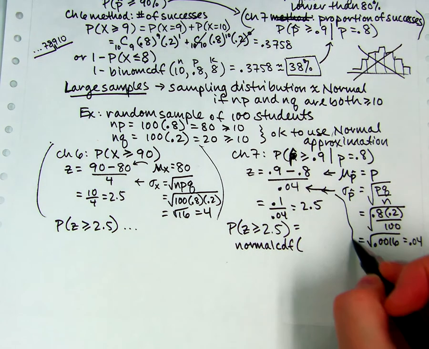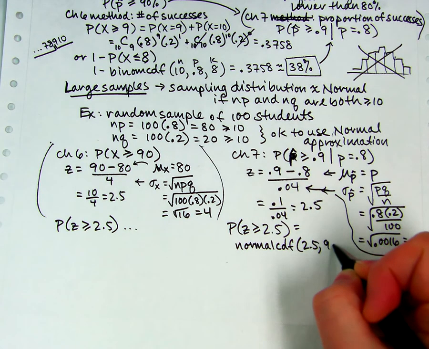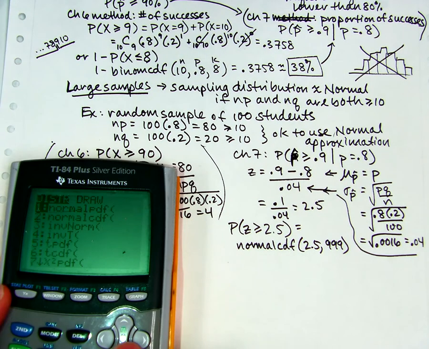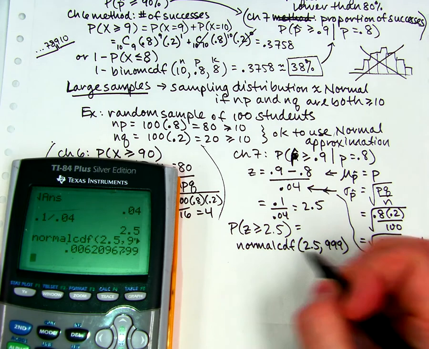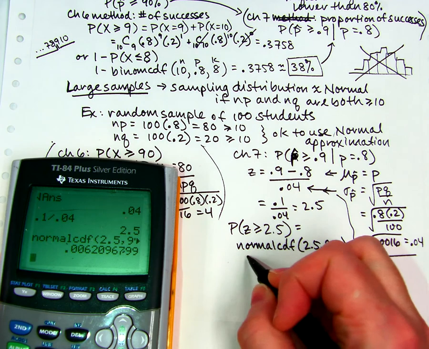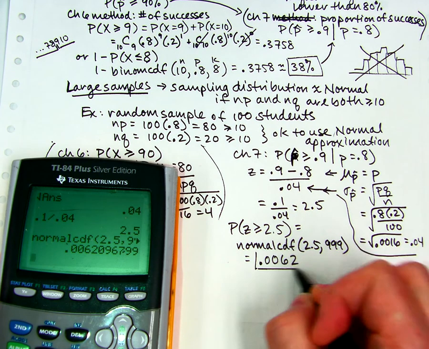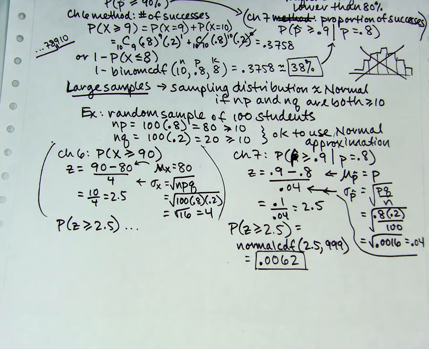So this is kind of a sidetrack, so let's put a thing around that. 2.5 and 999, and plug it in the calculator. Second VARS, normal CDF, 2.5, 999, paste. And this time it's a really, really small probability. I got 0.0062, or less than 1% chance that this would happen with a sample of size 100.